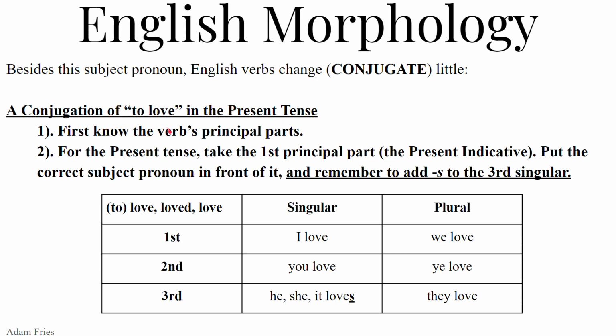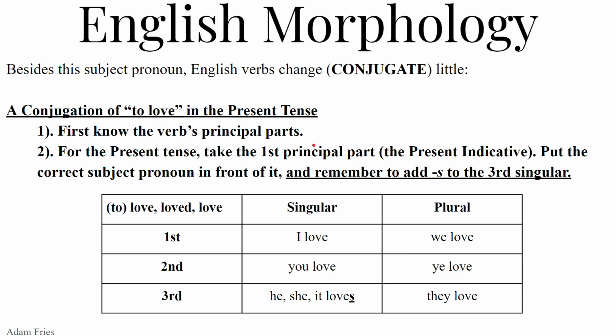So first we need to know the verb's principal parts in English, and we know how to do that. So ask yourself the three questions. I want to verb, I verbed, I have verbed. So love. I want to love, I loved, I have loved. So love, loved, and loved are the three principal parts. Now for the present tense in English, we are only making use of the first principal part. So love looks like that, L-O-V-E, the present indicative form.